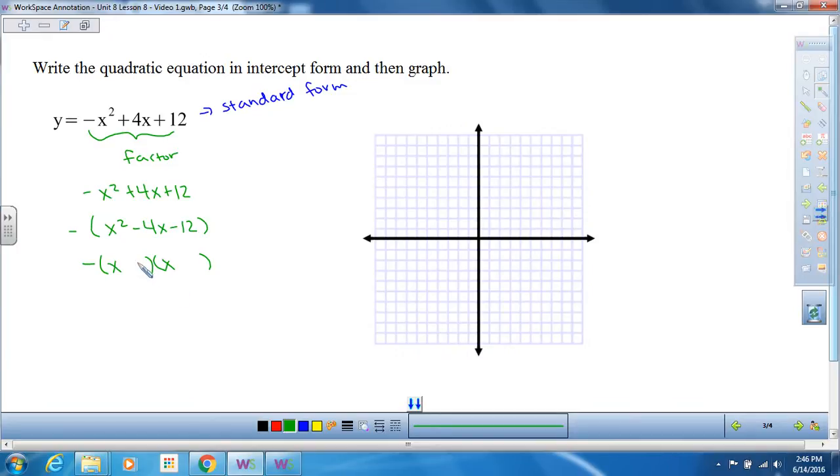Okay, so I think I'm going to use 6 and 2. We'll do negative 6 and positive 2. If we check our outer and inner, 2x minus 6x is negative 4x. Alright, so my equation in intercept form, that negative still out front, (x - 6)(x + 2). So that tells me my two x-intercepts are (6, 0) and (-2, 0).